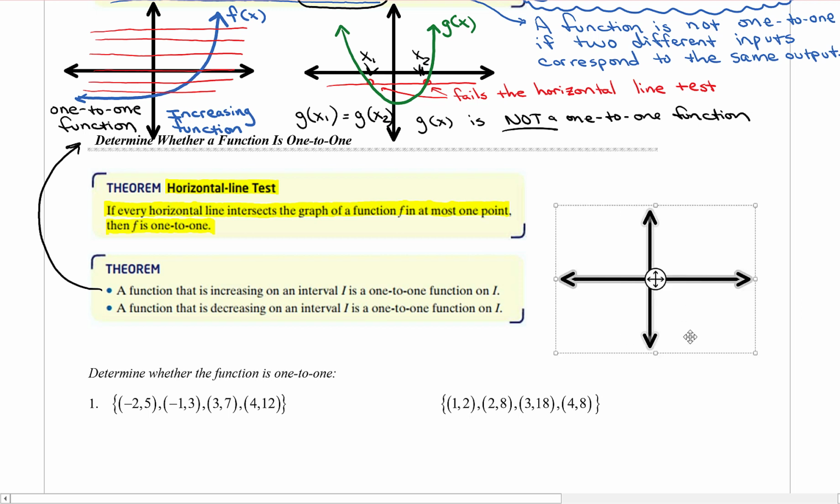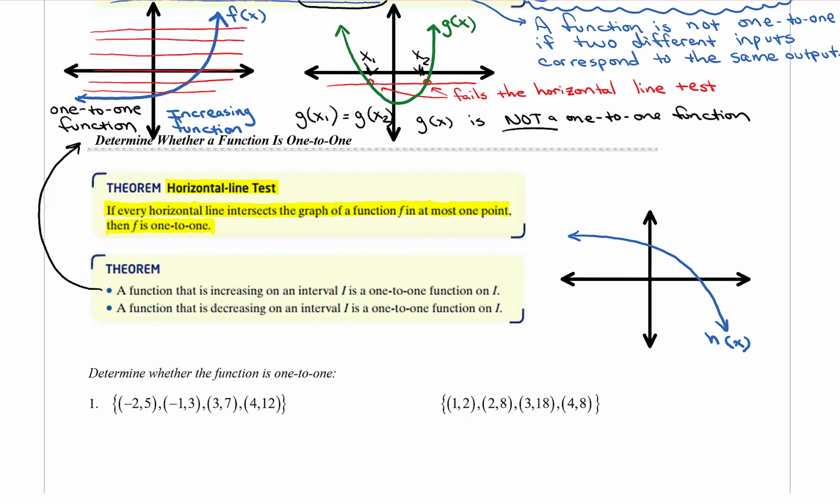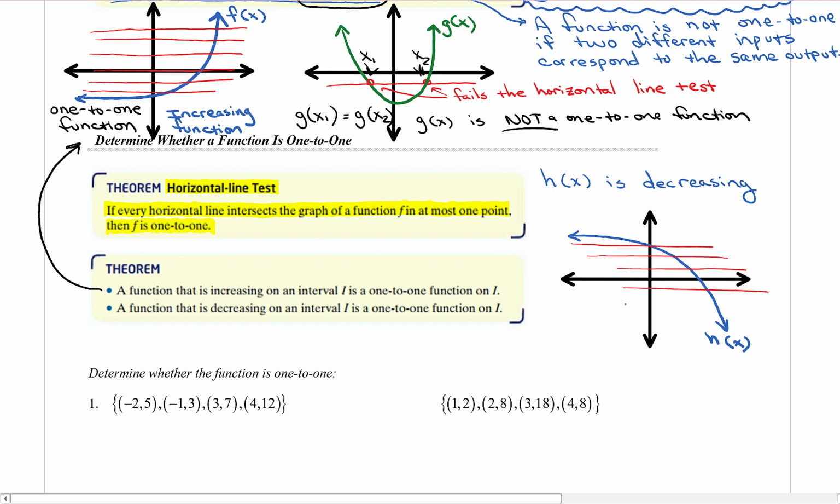For example, this first function that I drew here in blue, f of x, is an increasing function, and as long as it's increasing everywhere across its domain, like this one that I did, it's going to be one-to-one. And this one that I drew here, let's call this one h of x. This one is decreasing everywhere across its domain. Because it's decreasing everywhere, I can see that this is also going to be a one-to-one function, because I can draw horizontal lines everywhere, and I can clearly see that each horizontal line will only hit once. So h of x is a one-to-one function.